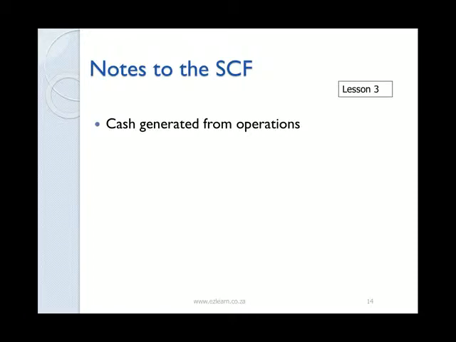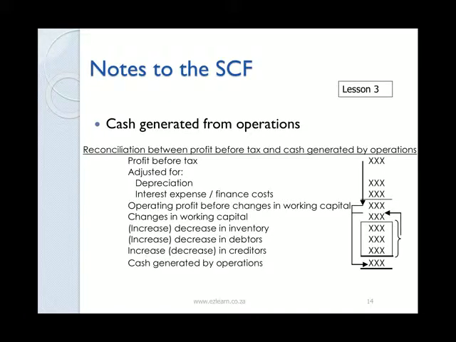However, you do need to be able to calculate this using the indirect method, which involves working out a note called reconciliation between profit before tax and cash generated by operations. Yes, this does seem like a very long title for the note, but in actual fact it explains exactly what it does. What you need to do is take your profit before tax that you would find on your statement of income, and you do a number of adjustments in order to reconcile it with the cash generated by operations, which is the figure that you will need on your statement of cash flows.